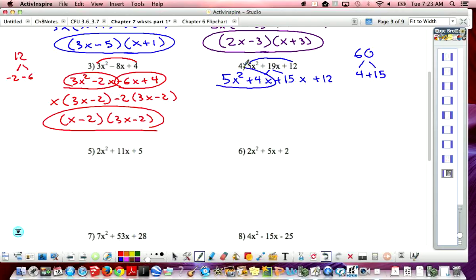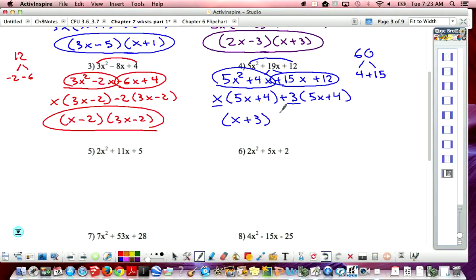Now, what do these two terms have in common? They have an x in common. So I have 5x plus 4. What do these two terms have in common? A 3. So I have 5x plus 4. Now combine your like terms: x plus 3 sets of 5x plus 4's.